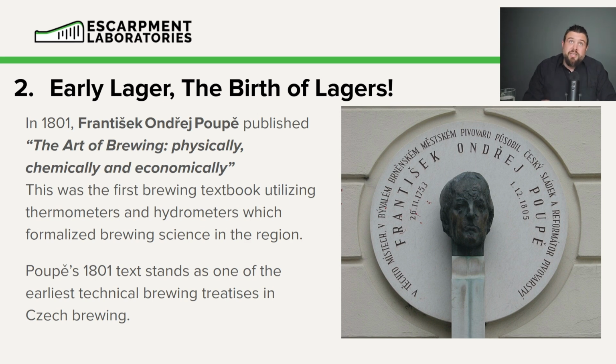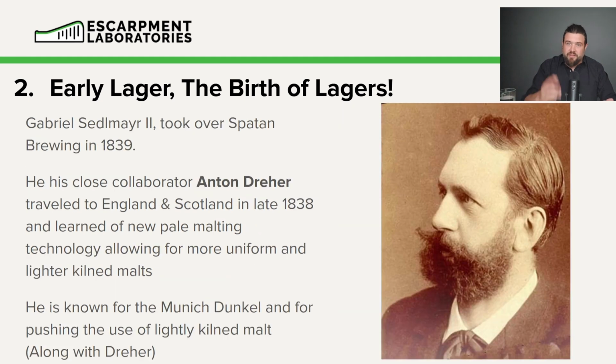This was one of the first brewing textbooks that utilized things that at the time were very novel, like thermometers and hydrometers. These are pieces of technology that we all think of today as absolutely essential. Of course we're using thermometers and hydrometers. They're basic. These were new technology in his time. Poupe's text really pushed all the other brewers in the area, again, all the same country, so we're talking Bavaria, all the rest of Germany, Vienna, Austria, and really allowed these people to realize that they were important, and he influenced many, many other brewers in the region. Doesn't get enough credit.